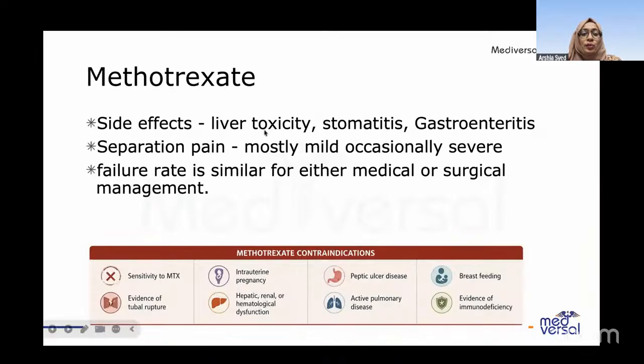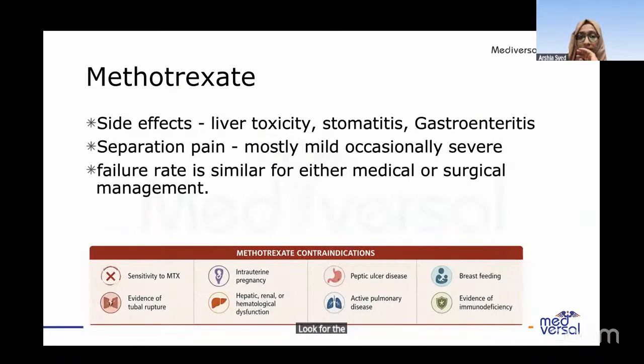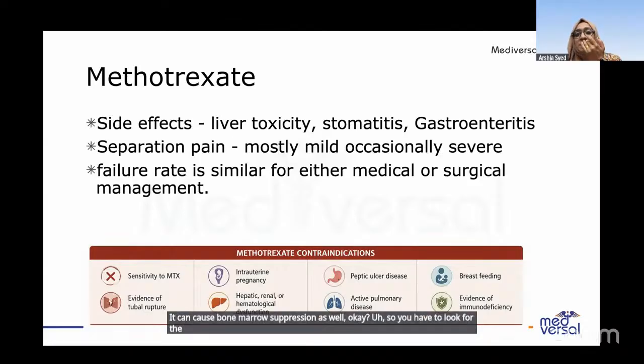The side effects of methotrexate: it has liver toxicity, stomatitis, gastroenteritis. So that's why you have to monitor the LFT of the patient. CBC as well, look for the drop in counts. It can cause bone marrow suppression as well, so you have to look for the total count as well.